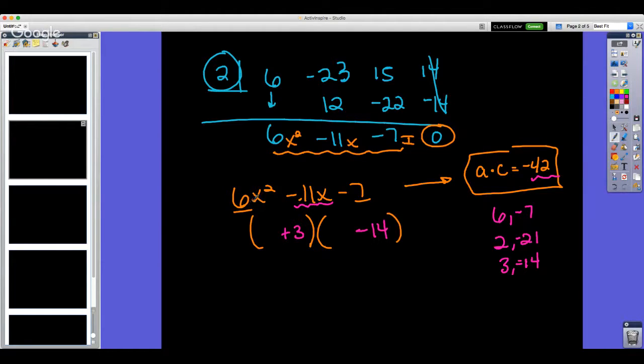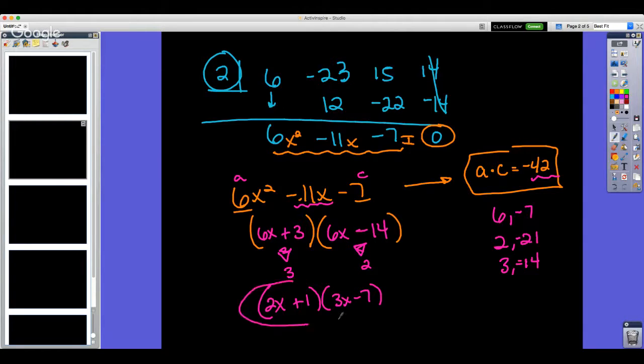And instead of filling in with just an x squared, I'm going to put in 6x and a 6x. Now, part of the process is what I'm doing right here, because once I figure this out with the A times C method, I'm going to say, what can I take out of 6x plus 3? Well, if I take out a 3, I'm left with 2x plus 1. If I take out a 2 here, I'm left with 3x minus 7.